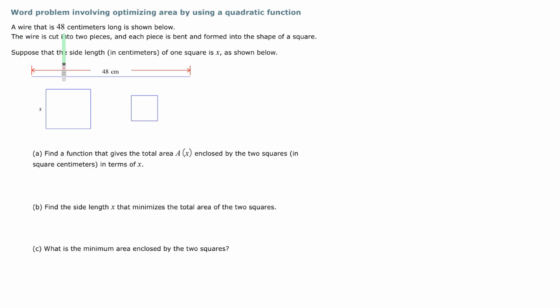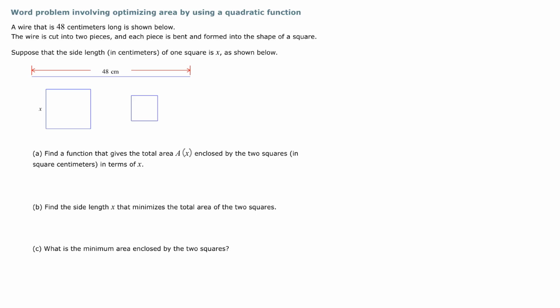A wire that is 48 centimeters long is shown below. The wire is cut into two pieces, and each piece is bent and formed into the shape of a square. Suppose that the side length in centimeters of one square is x, as shown below. Find a function that gives the total area enclosed by the two squares in terms of x.